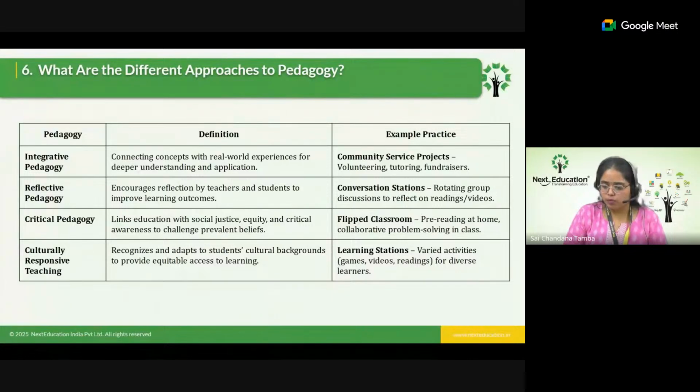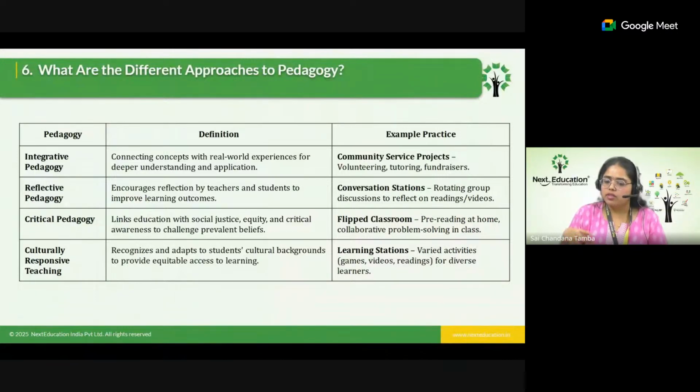Next is reflective pedagogy. As the name itself indicates, it's all about reflecting on knowledge, where students deep dive within themselves and reflect upon what has been learned in the class. They want to improve the learning outcomes, considering whatever they have learned and whether they have understood it or not.